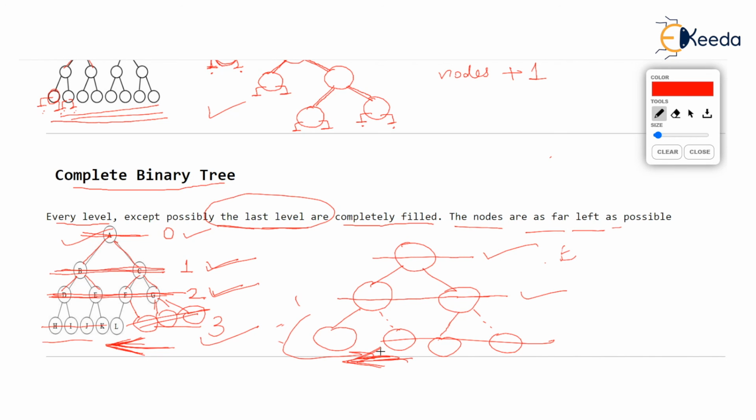I hope you got this. I hope you got the idea of what is a complete binary tree, a full binary tree, and in general the terms about binary trees like leaf node, non-leaf node, depth of a binary tree, and level number. Thank you very much.